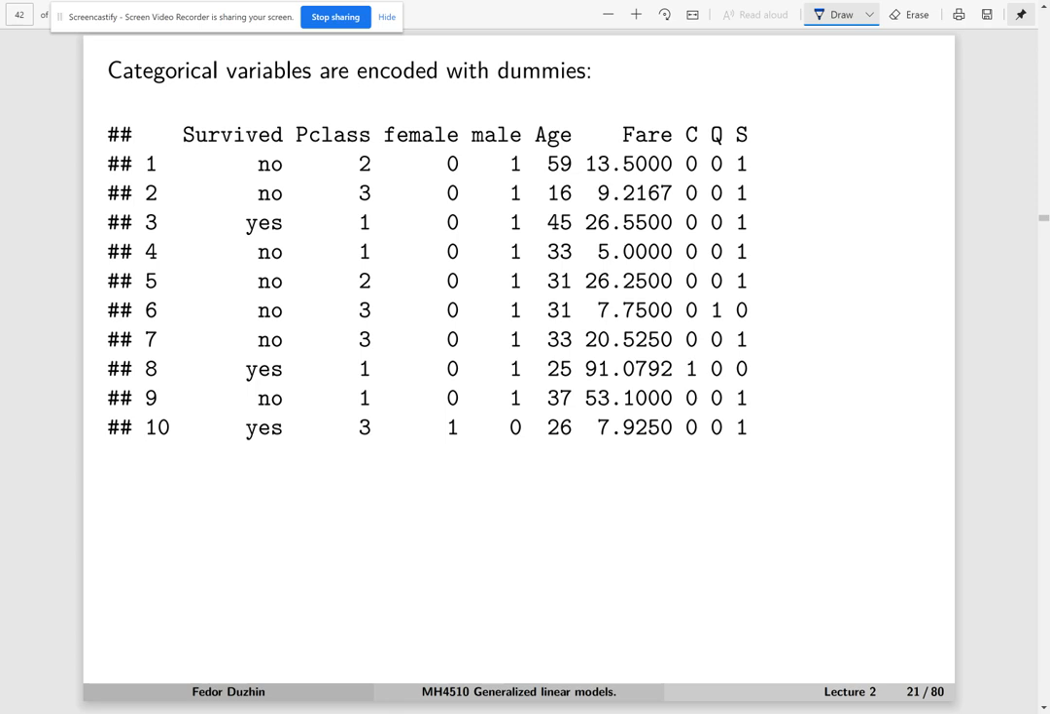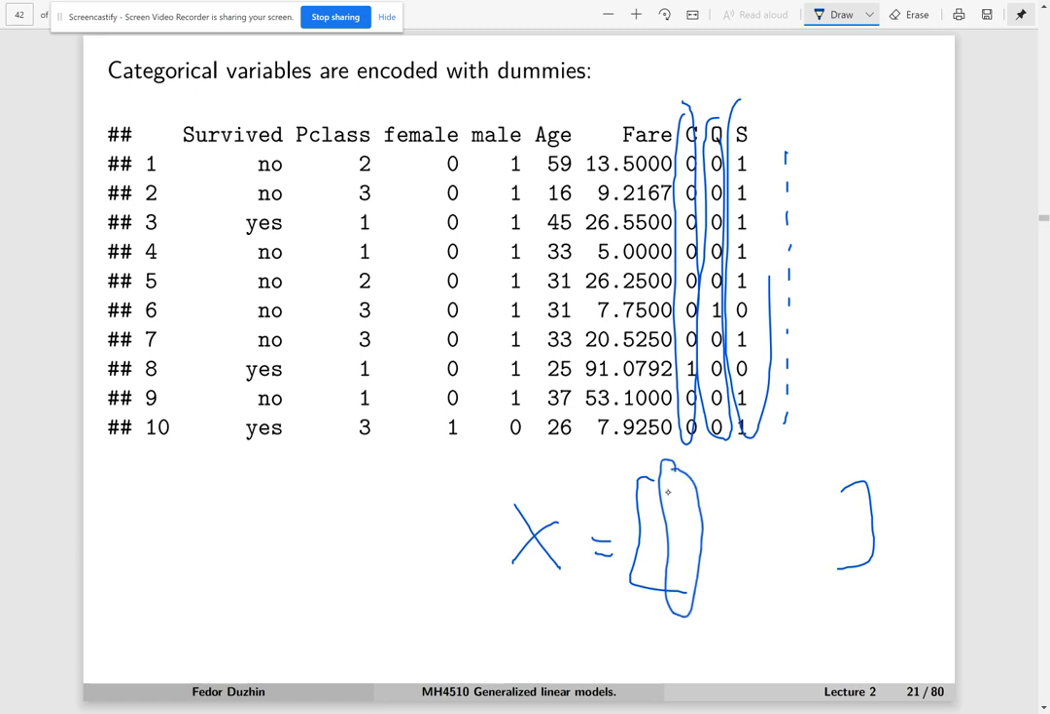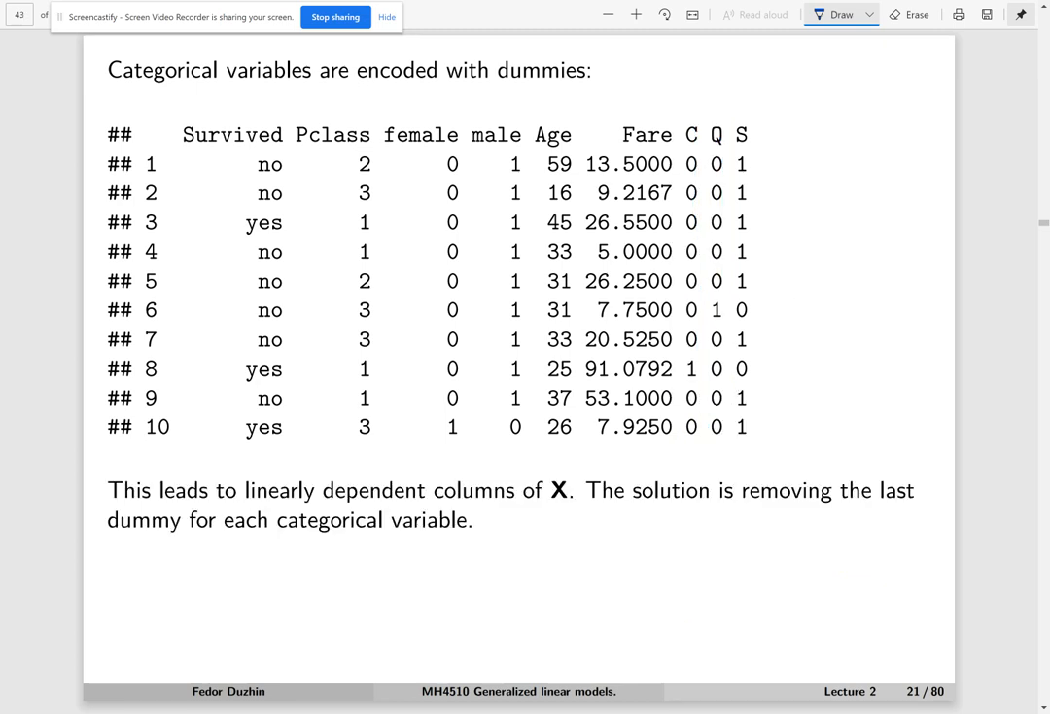But now by construction, if you take C plus Q plus S, the sum of these 3 columns, then by construction it is always going to be all 1, 1, 1, 1, 1, right? So the sum of these 3 columns is just the column of all ones. But again, by construction, the first column of our X is all ones. Which means that if we encode categorical variables with dummies, then our matrix X always is going to have linearly dependent columns, and linear regression will break.